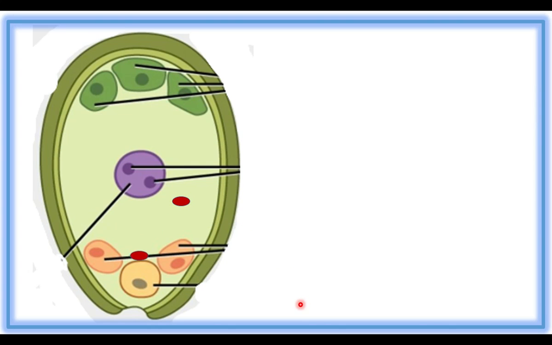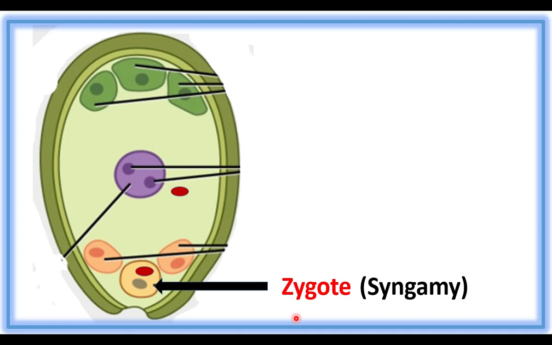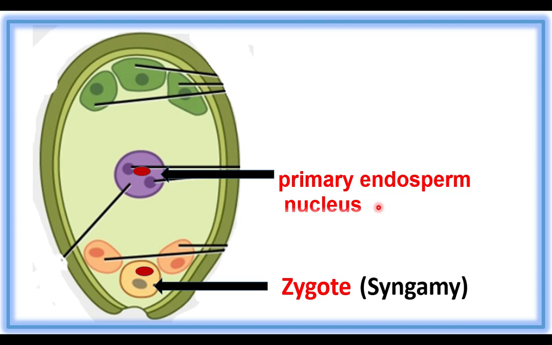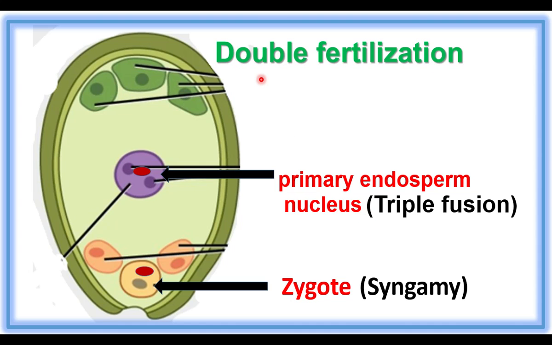The first male gamete fertilizes the egg and forms a zygote. This is syngamy. The second male gamete fertilizes the secondary nucleus and forms the primary endosperm nucleus. This is triple fusion. In flowering plants, fertilization takes place two times inside the embryo sac, so the fertilization is double fertilization.